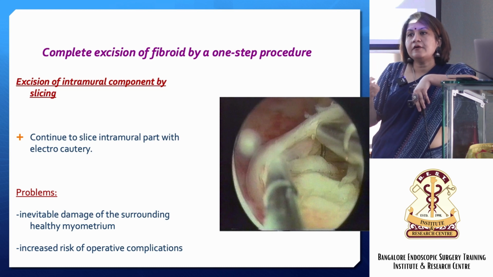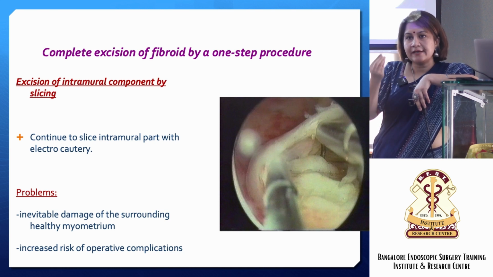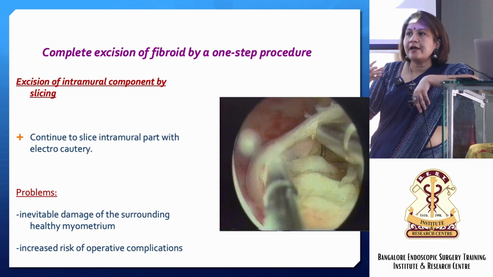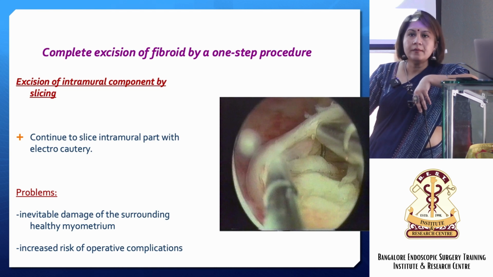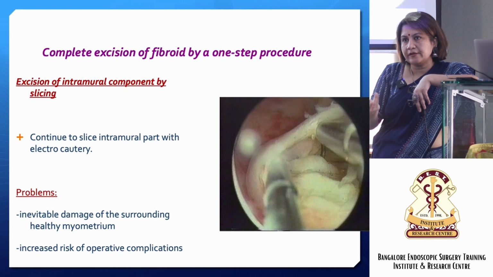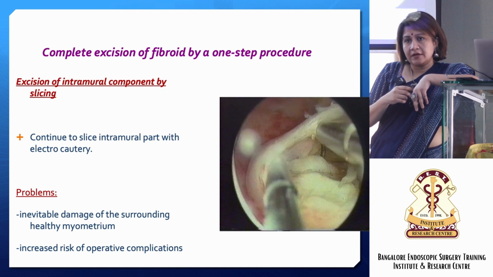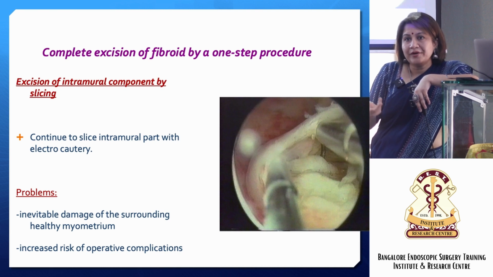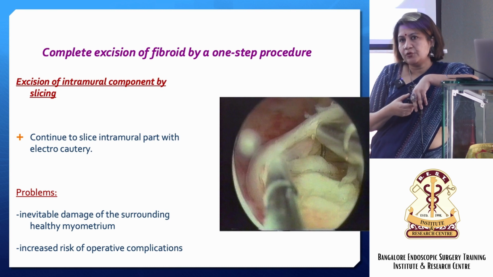Second, you can give either misoprostol or methergin, something which squeezes your myometrium and pushes this fibroid inside the cavity. So basically you're trying to bring the intramural part into the cavity. Whether with mechanical in and out or with a pharmacological agent, I think we all end up using misoprostol quite often, and push it into the cavity. Yes, it takes time, but if you're doing it in a second sitting, you'll have to wait. Or you can give it pre-op also.